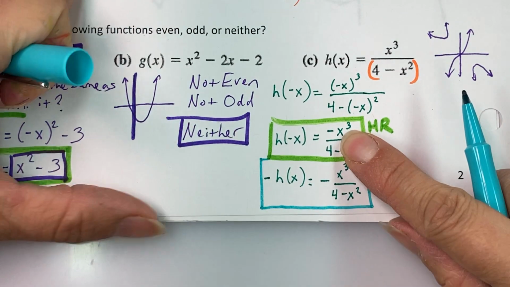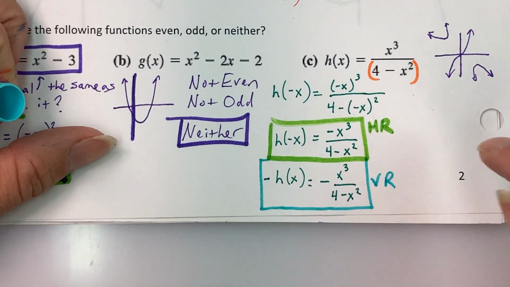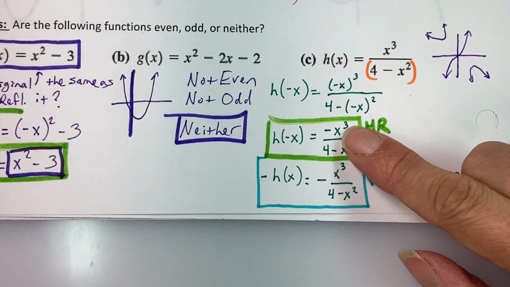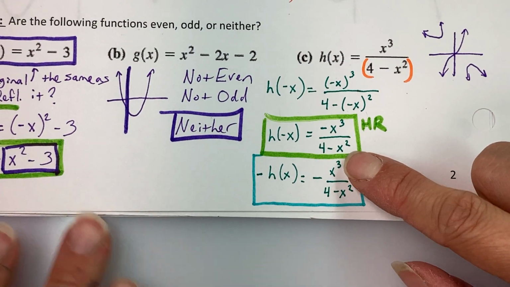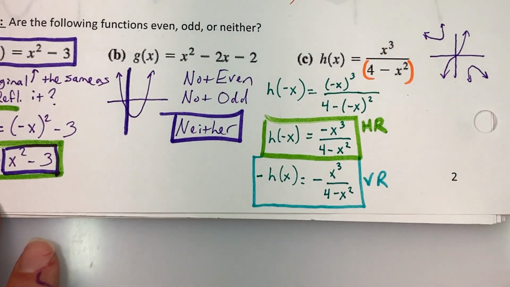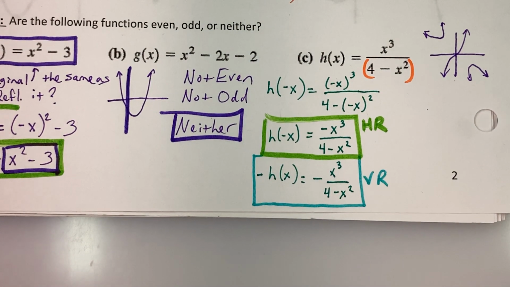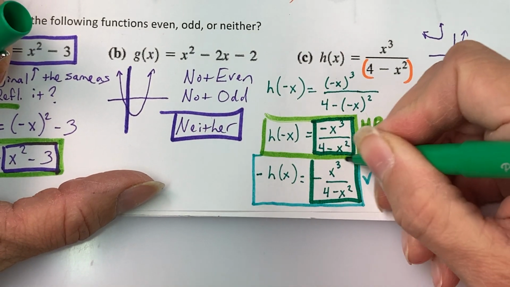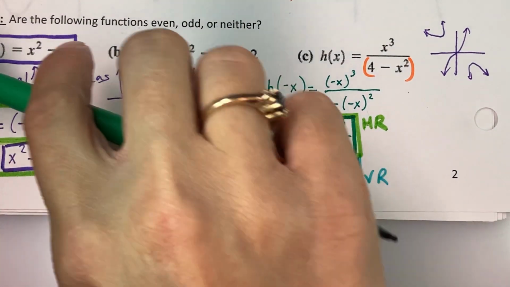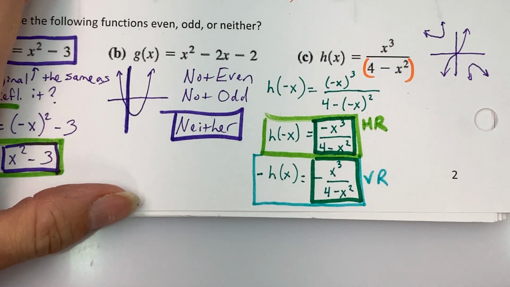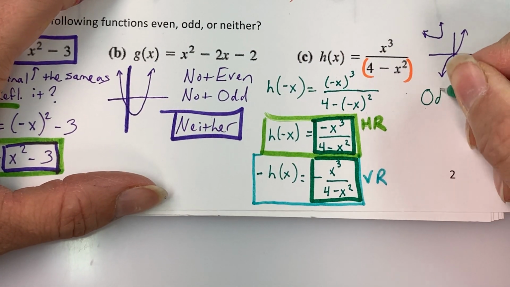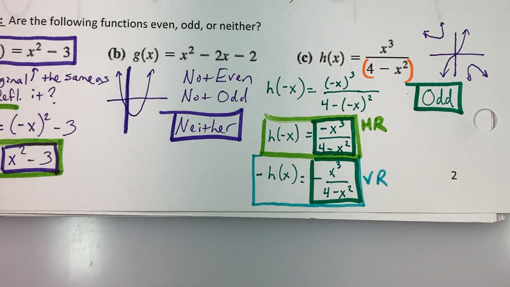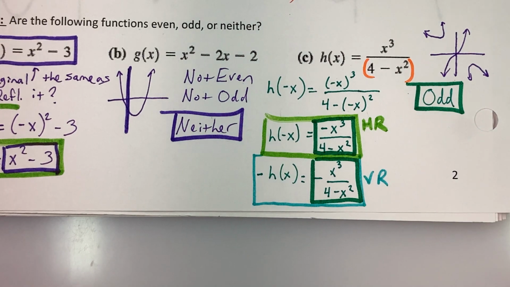and this is what horizontally reflecting it looks like, the question we need to ask ourselves is, are these two equations the same? Is having the opposite of x cubed divided by 4 minus x squared the same as having negative x cubed divided by 4 minus x squared? The answer is yes. These two expressions are exactly the same, so if horizontally reflecting it and vertically reflecting it give us the exact same equation, that is how we know that this has odd symmetry. And that concludes page 2 of our notes.